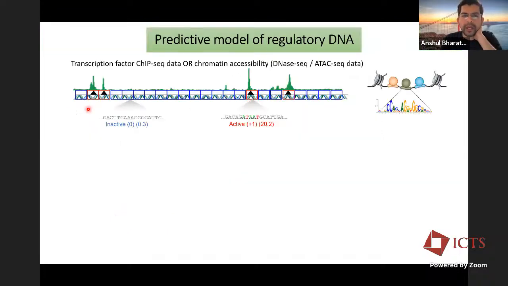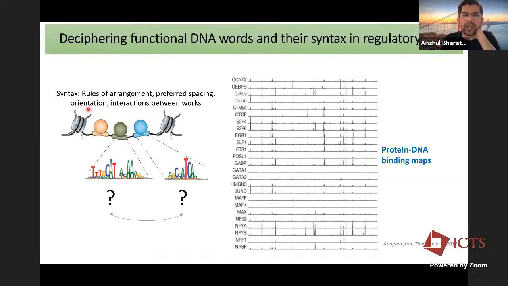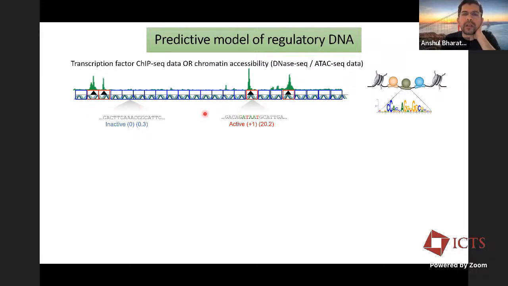Okay. And I mentioned that you can transform this into a simple machine learning problem where you're given the genome and you bin it into chunks.